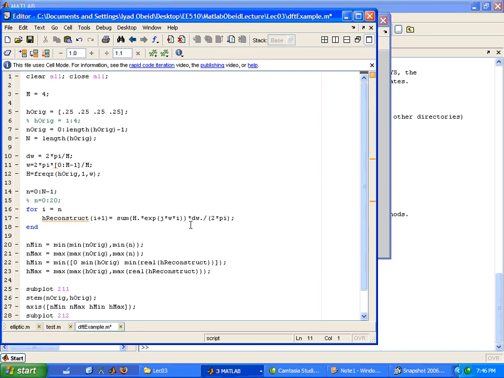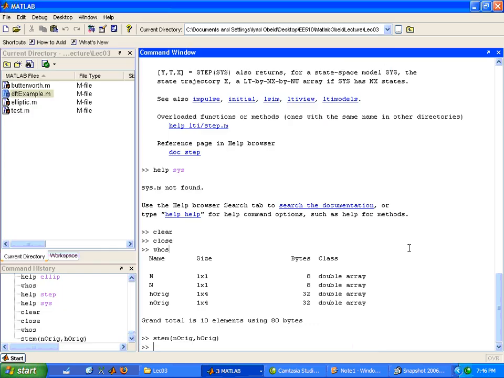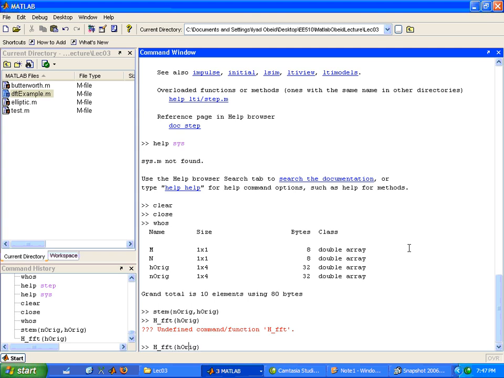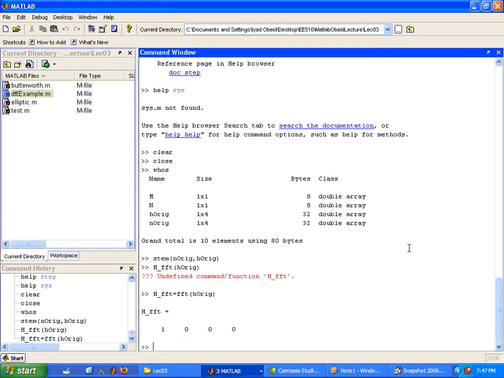But if I wanted to, I could just say H equals FFT. Let's call it H sub FFT, just so I can differentiate it from the other H. H sub FFT equals FFT of H orig. All right, so there's my FFT. It actually turns out that my FFT is just 1, 0, 0, 0. Let's not pay too much attention to what the values are. We don't really know how to interpret those anyway. So let's not fret about what the actual values are.